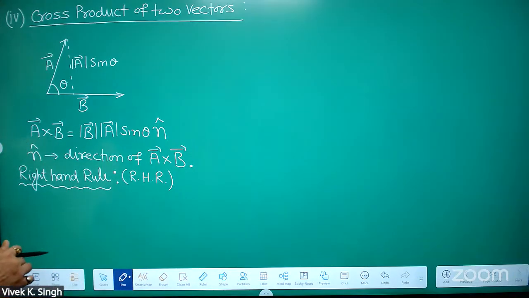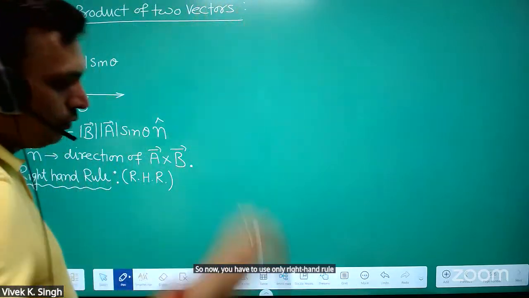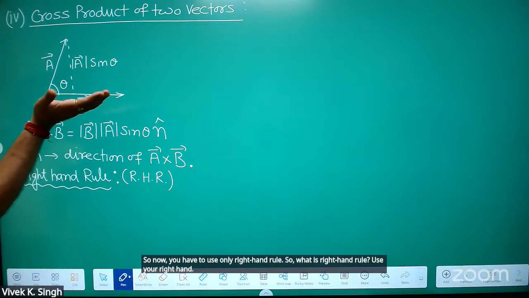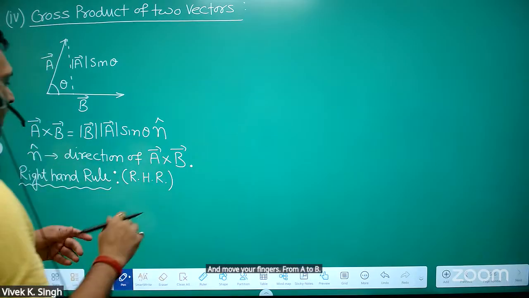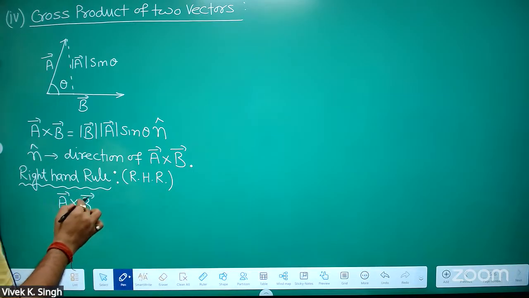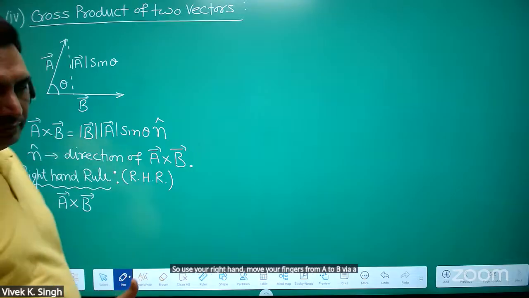So now you have to use only the right hand rule. So what is the right hand rule? If you have to find A cross B, use your right hand and move your fingers from A to B via a smaller angle.